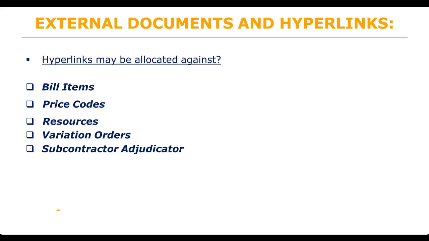To illustrate, I will go back to Candy, and in our example, we will create a hyperlink for external documents first instead of pulling in a document, and we'll also create an example that will illustrate how we can attach a hyperlink against a bill item as well as a resource if you have a quote that you would want to attach to that particular resource.